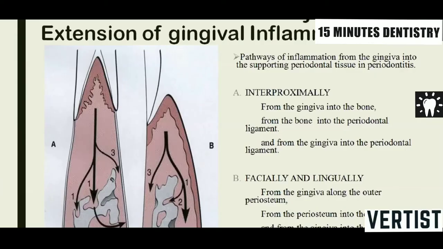Now, if it goes right from the center, suppose it takes the root through the middle of the crest, it results in a horizontal type of bone loss. If it takes the crestal route, or if you see like this, it will have the angular type of bone loss. So, depending on which extension pathway the inflammation takes, the pattern of bone loss is decided. Facially you can see from gingiva to the periosteum, again from gingiva to the periodontal ligament. So this is the way in which the extension of gingival inflammation and disease decides the pattern of bone loss.